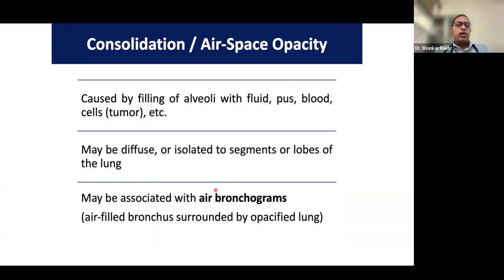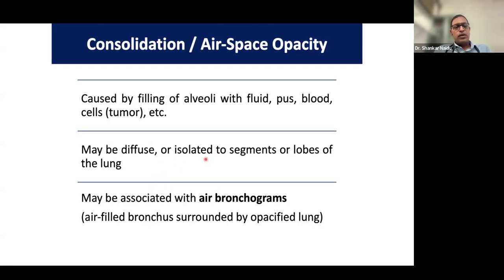So what are the things that we come across in lung parenchyma or the lung fields? The most important thing is obviously the consolidation or airspace opacity. Consolidation mainly occurs because of filling of the alveoli with various fluids, especially pus because of infections, or blood, or sometimes malignancies can also result in accumulation of cells within the alveolar space, resulting in consolidation. It may be diffuse or it may be very localized, involving only one segment or maybe one lobe of the lung, or it might involve both lungs in multiple areas extending from top to bottom.